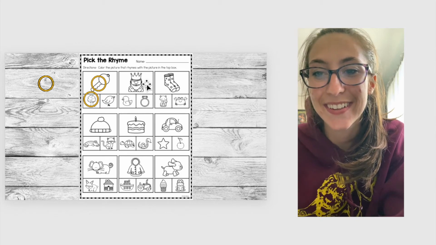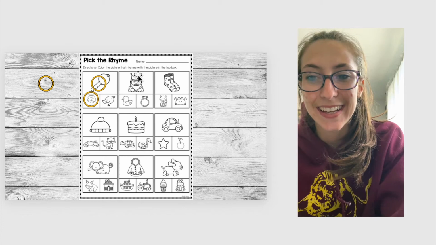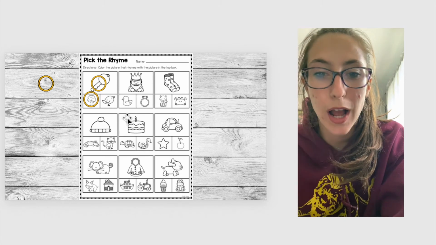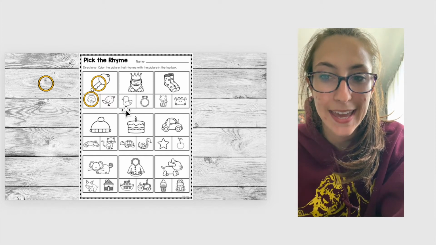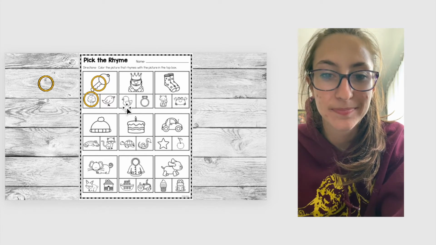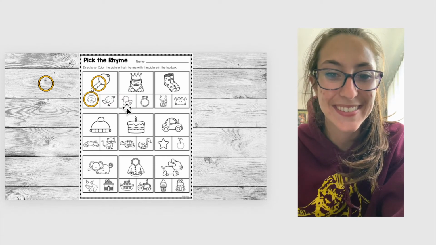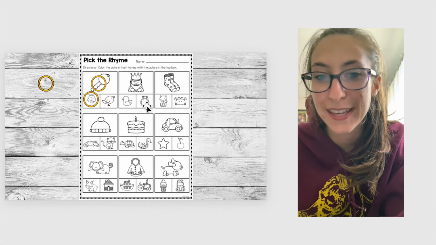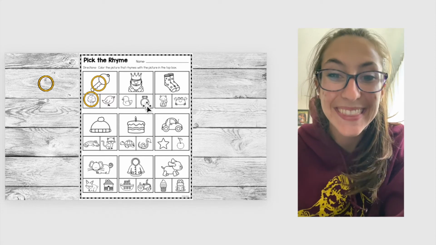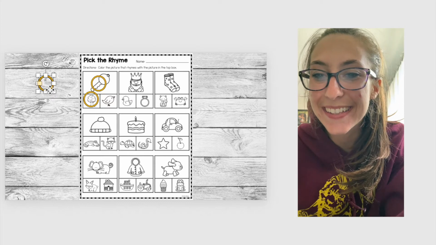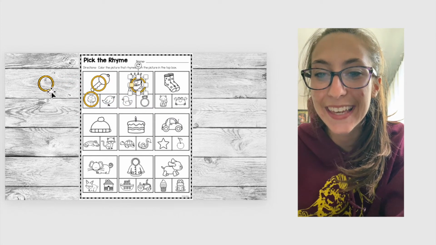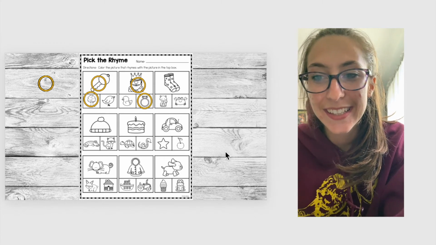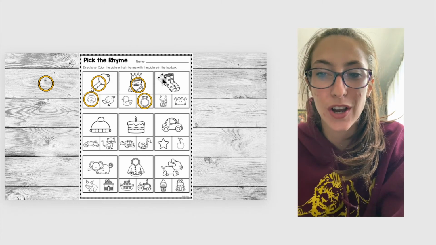All right, let's do another one. This is a king. And then below the king, I see a duck and I see a ring. So which two rhyme? Do king and duck rhyme? No, they don't sound the same. What about king and ring? Do they sound the same? They do sound the same, so we can go ahead and color the king and the ring because they rhyme. Very good.